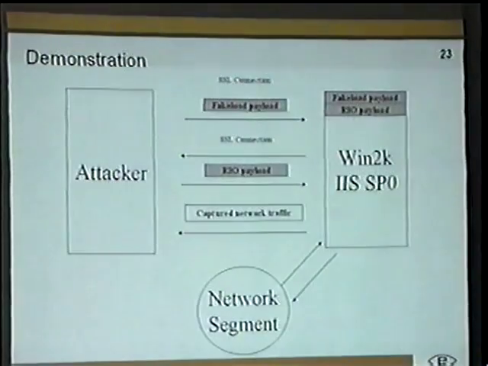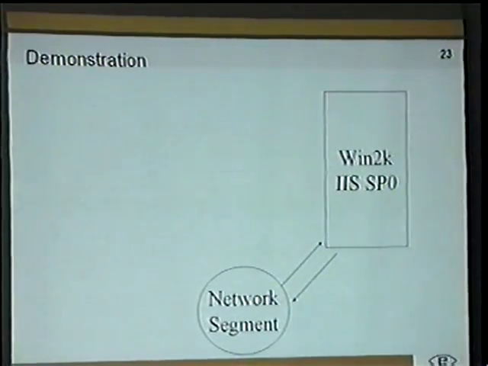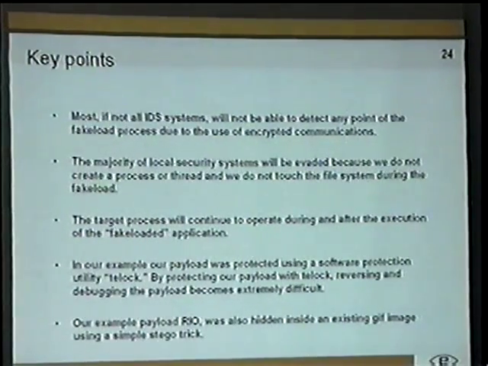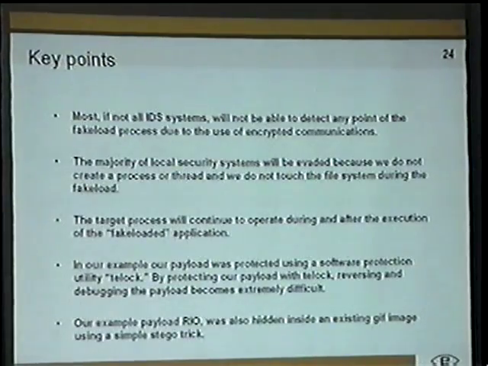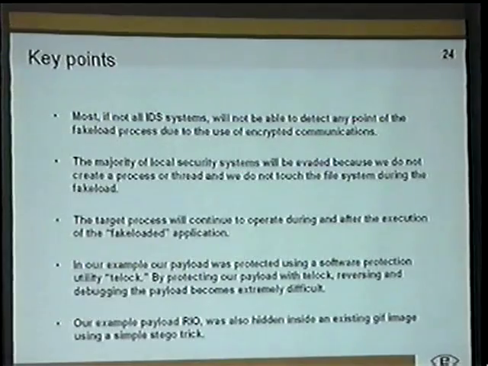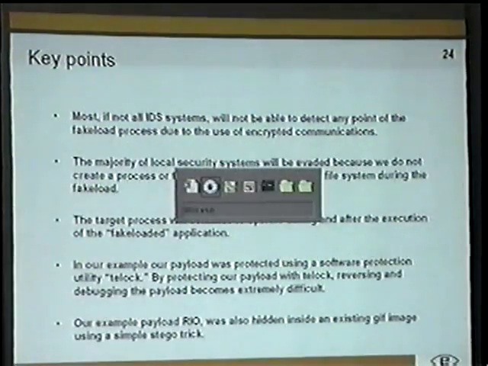Now let's go to some of the high points of what just happened. Just key points about the demonstration. Most, if not all, IDSs will be bypassed because of the use of encryption. More reliably, you want to use your own custom encryption scheme, something that a system can't be developed to see, maybe your own custom RSA kind of scheme, PKI scheme. The majority of local security systems will also be bypassed because we don't use any hot point APIs, as they call them, like CreateProcess, something else. Something else is usually hooked by AV systems or local security systems. The target process will also continue to operate after the Fakeload.